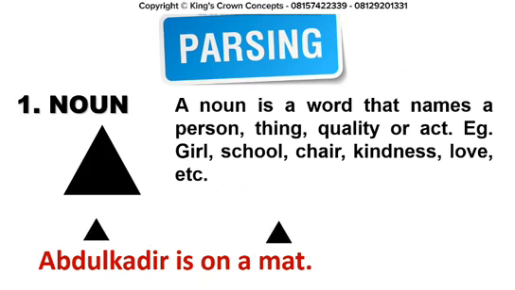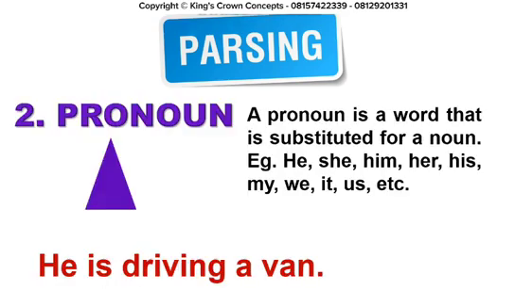You can see how it is placed. That's how the children will come and place it on the board. When you write Abdulkadir is on a mat, they'll place it on the board. You can have Bisola is sitting down, so you only identify Bisola. If there are three nouns, they will identify three nouns there. Forget about every other part of speech because it's only noun you are teaching them. So they parse it, and we go to the next one.